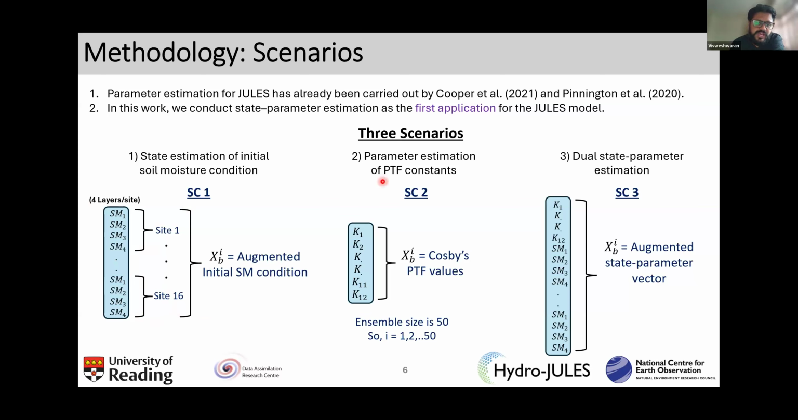Whereas in the second scenario, we have done the parameter estimation, and those K1 to K12, those constants of the PTF, the pedotransfer function, those we try to optimize. So our parameter vector is 50 cross 12. Whereas in the third scenario, we have augmented both the state and the parameter vector to obtain the state parameter vector, which is around 50 cross 76.